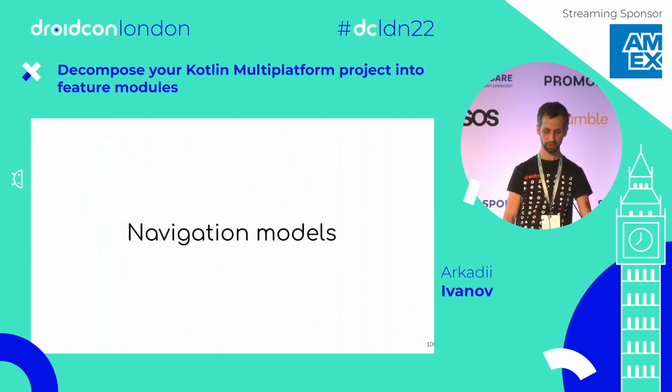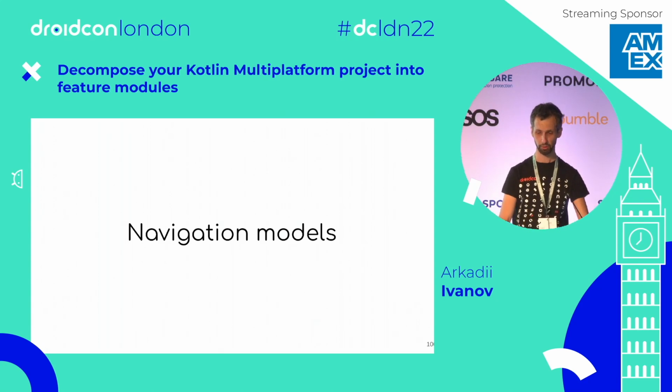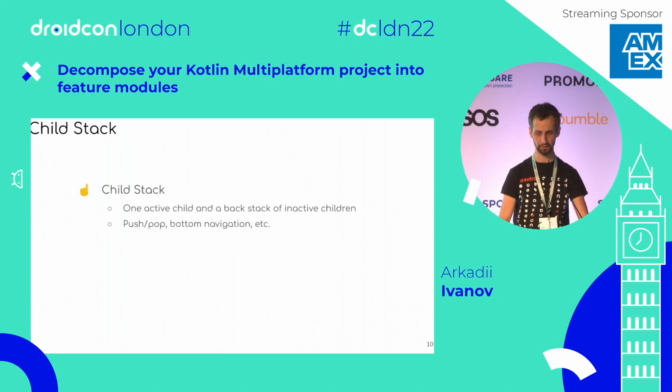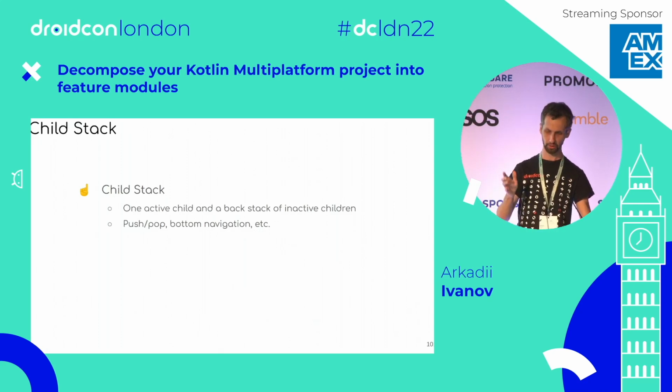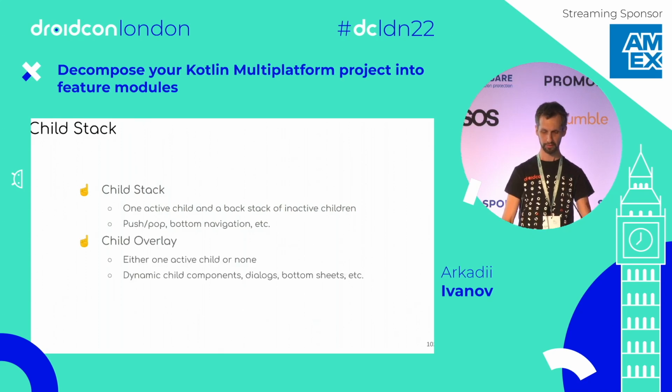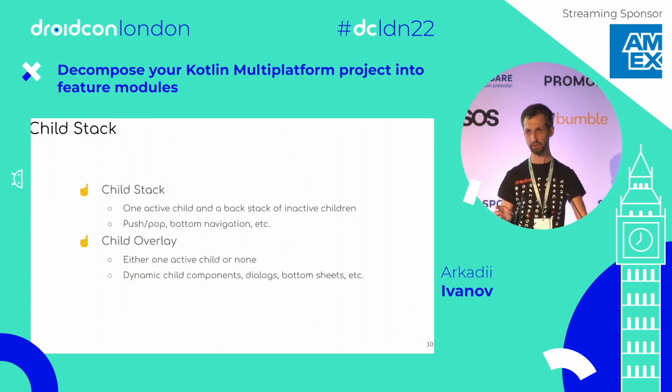And the child stack is not the only navigation model. There is child stack as I just described it. So in child stack, there is only one active child component at the top of the stack, and there is a back stack of inactive components. It works best for push-pop navigations, bottom navigations, and so on. Another navigation model is child overlay. There can be either one active component or none. It works best if you want to switch child components dynamically, present dialogues or bottom sheets.